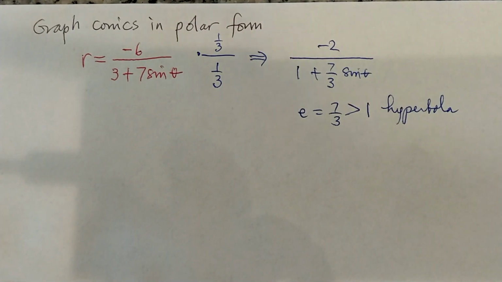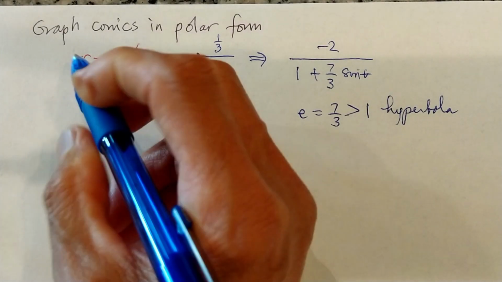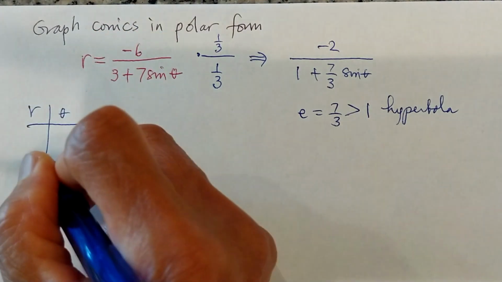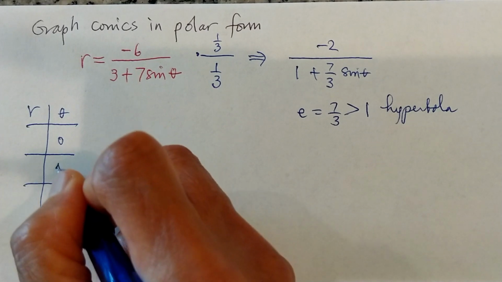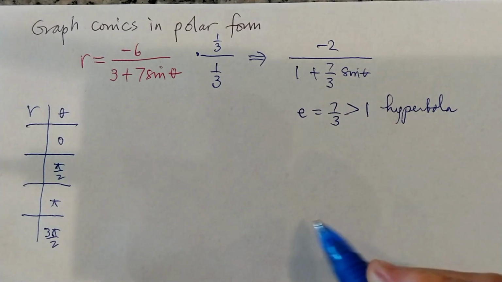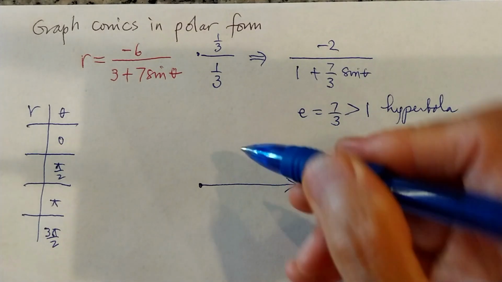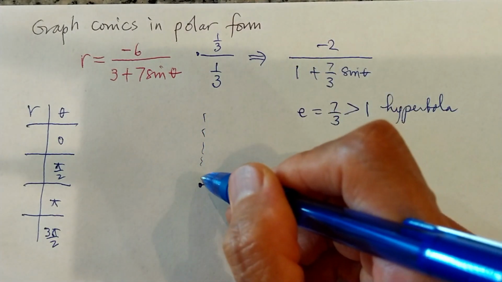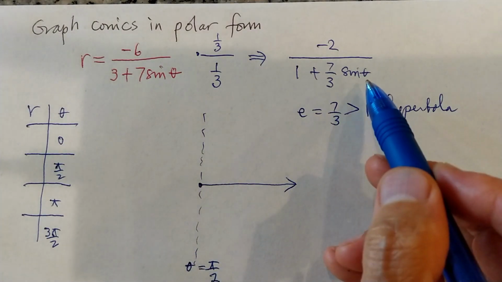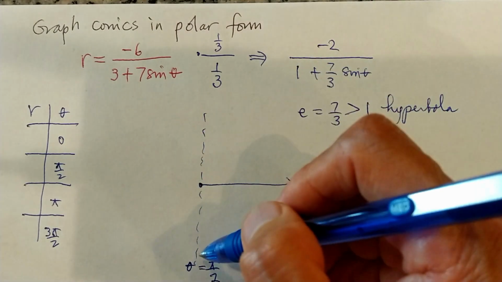Okay, so now we can just graph this using 4 values of theta. So let's put our values here: r, theta, and we will use 0, pi over 2, pi, and 3 pi over 2. Here's our pole, and here's our polar axis. Here is the line theta equals pi over 2. Because this is a sine curve, it is symmetric with respect to the line theta equals pi over 2.